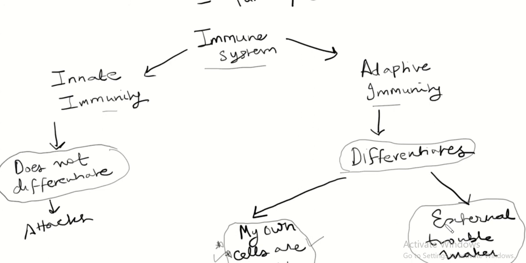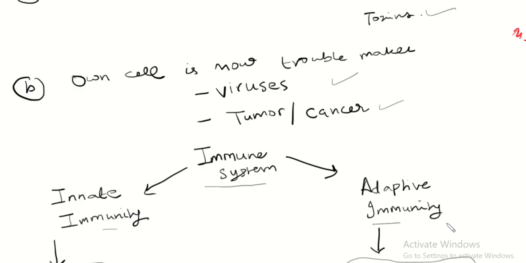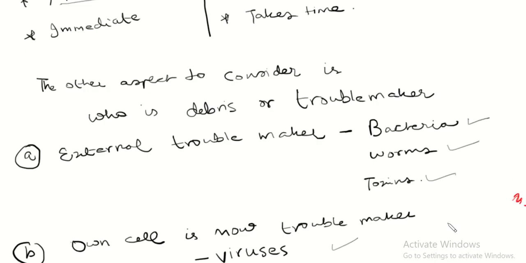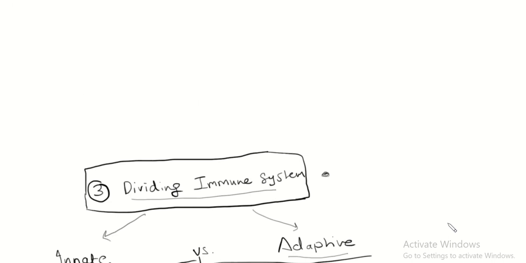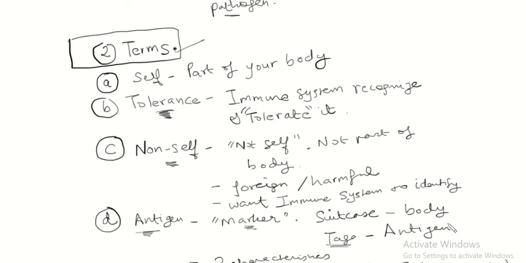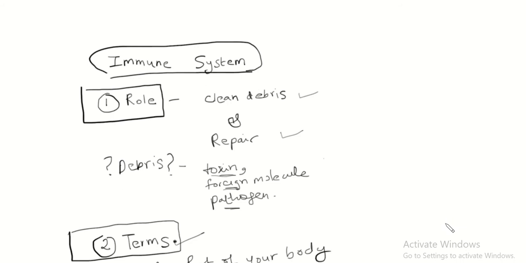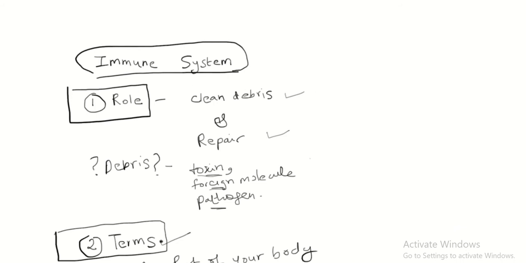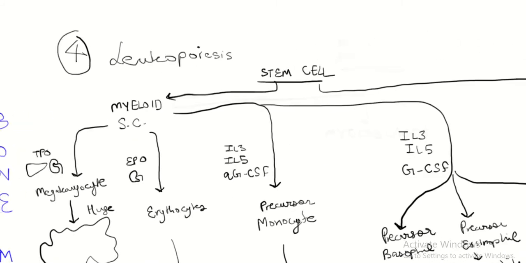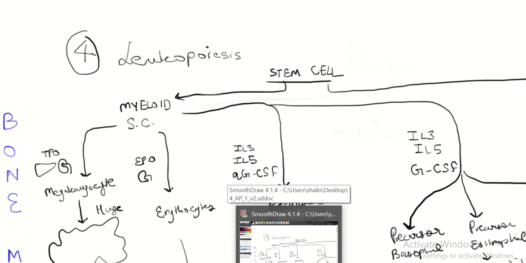Okay, perfect. So now we have a good idea about the immune system, how it's divided, different kinds of troublemakers, a little bit of terminology, and what the role of the immune system is. Okay. So let's start studying the soldiers of the immune system and their origin story.